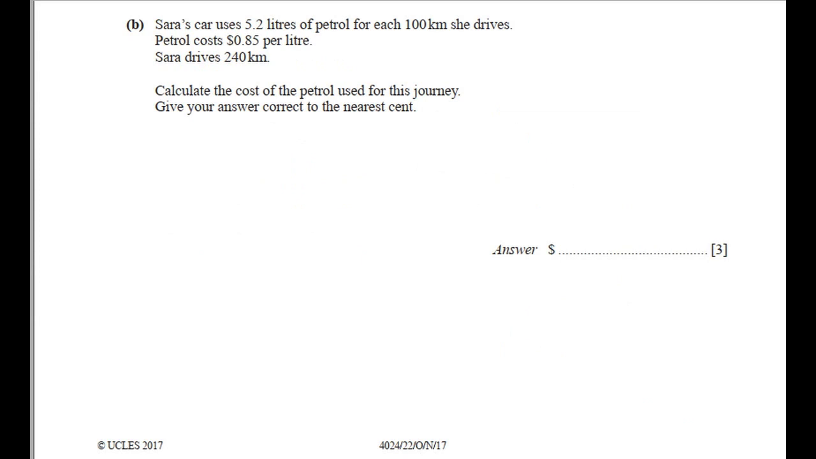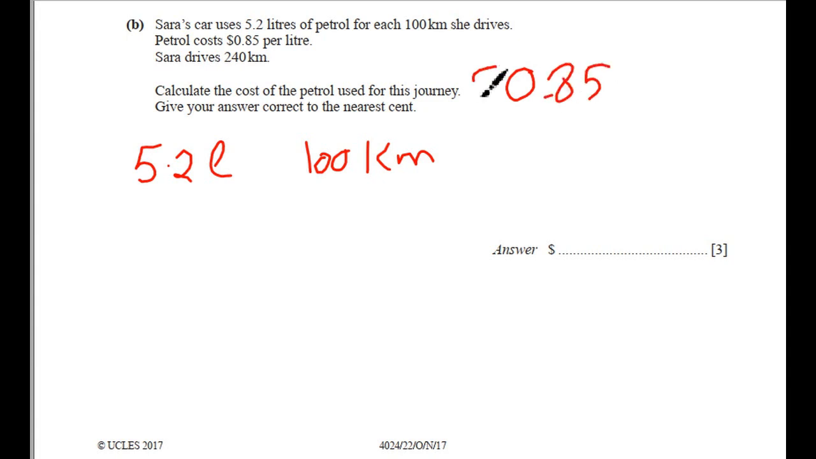Part B. Sarah's car uses 5.2 liters of petrol for each 100 kilometers she travels. So 5.2 liters for each 100 kilometers she travels. The petrol costs $0.85 per liter. So $0.85 per liter. So for 1 liter.